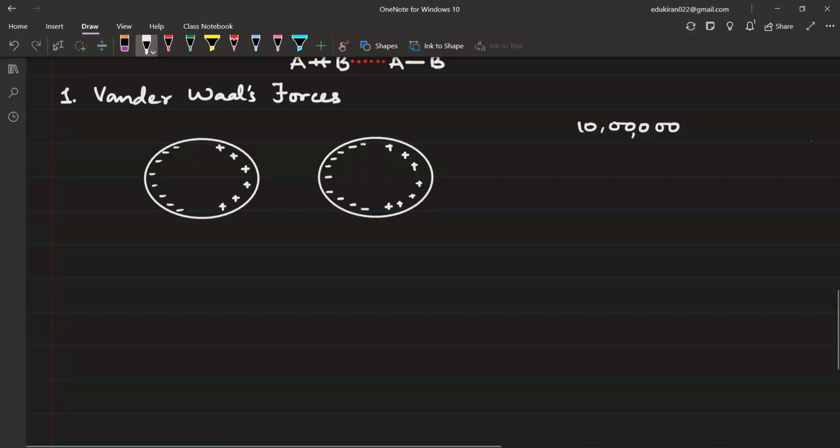Can you see this happening? Yes or no? Please tell me. These positive charges, what did they do? They attracted all the electrons on this side. So positive, come here, come here. Got it, guys? Yes or no?